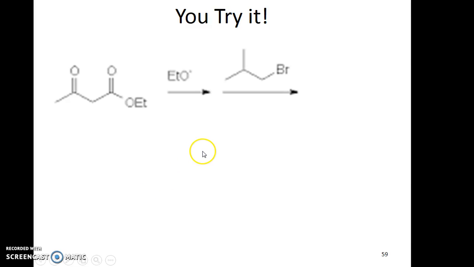So here's a Claisen, oh, not a Claisen condensation. Here's an alpha alkylation that you can do. What is the outcome of this? Okay, well, the ethoxide is going to deprotonate this carbon, and then we're going to do SN2 right here, and we're going to end up with this product.